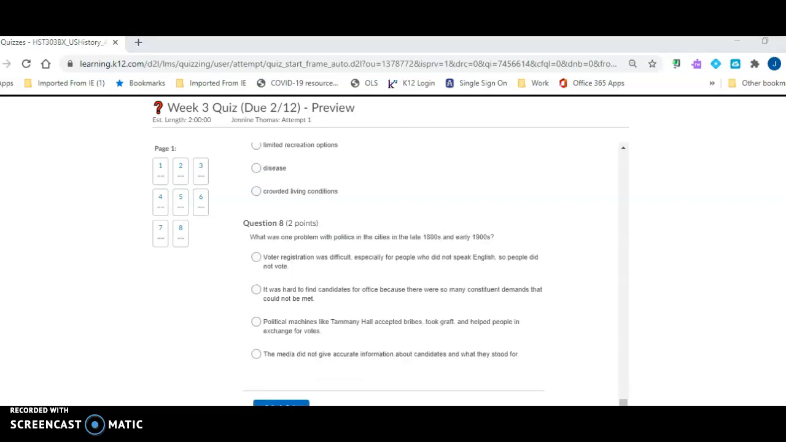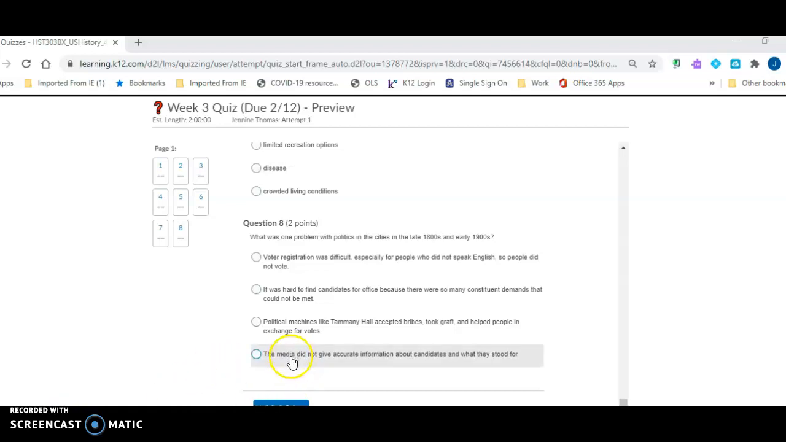8. What was one problem with politics in the cities in the late 1800s and early 1900s? Voter registration was difficult, especially for people who did not speak English, so people did not vote. It was hard to find candidates for office because there were so many constituent demands that could not be met. Political machines like Tammany Hall accepted bribes, took graft, and helped people in exchange for votes. Or the media did not give accurate information about candidates and what they stood for.